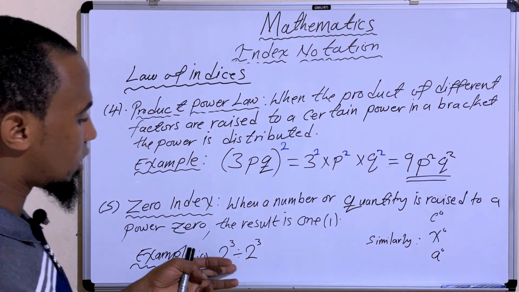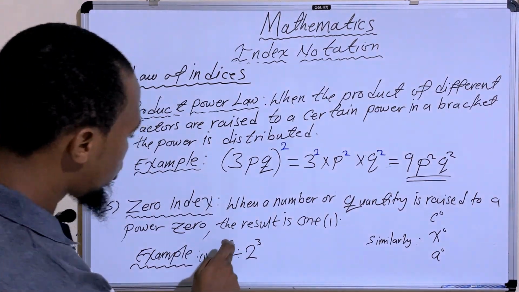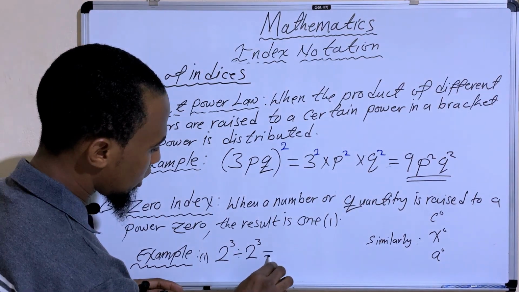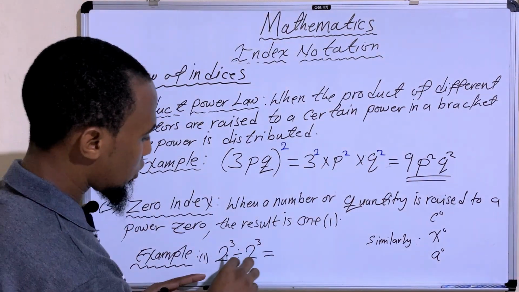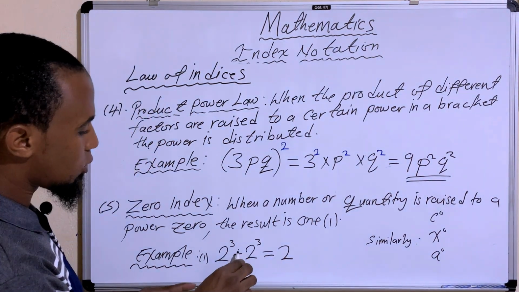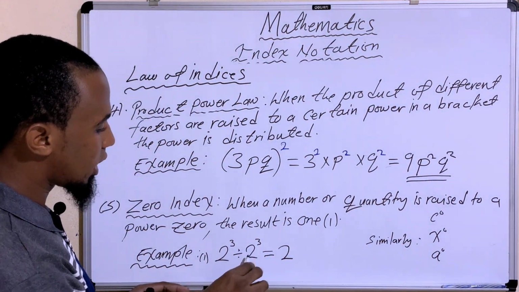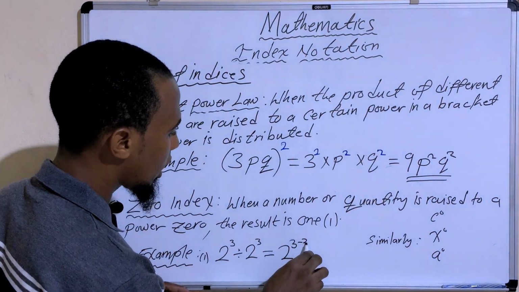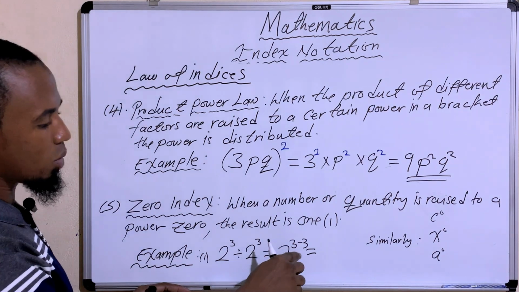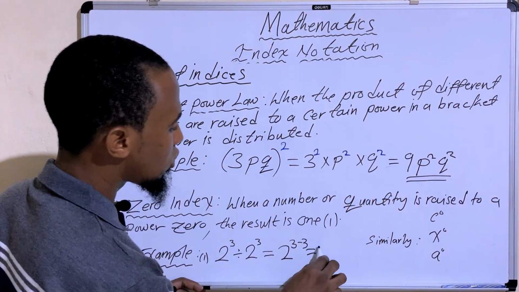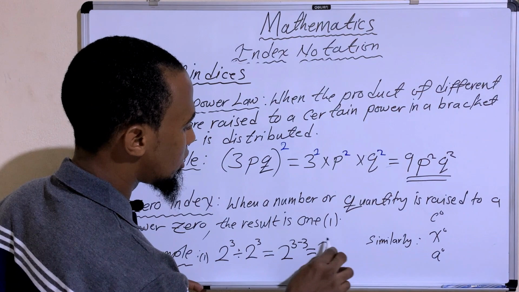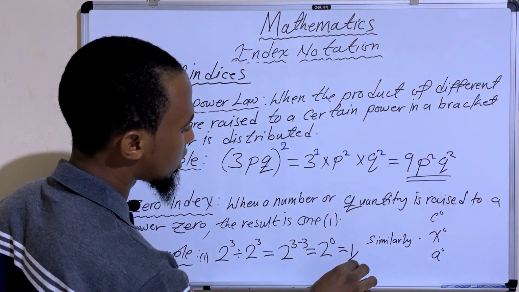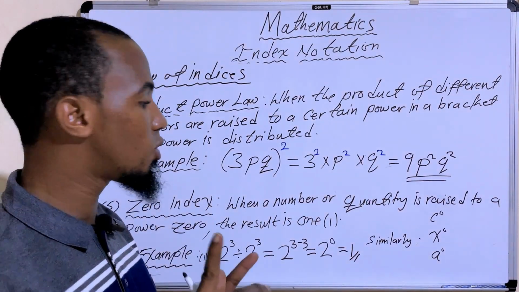Remember, this is from the second law, which is the division law. Now 2 to the power 3 is divided by 2 to the power 3. Now if we have to solve this, we take one of the bases and subtract the powers. That's what the law is telling us here. And this is going to be 2 to the power 3 minus 3. And automatically, you know that when you subtract 3 and 3, you have 0. This is going to be equals to 2 to the power 0. And 2 to the power 0 is equals to 1. Any number raised to a power of 0 is 1.